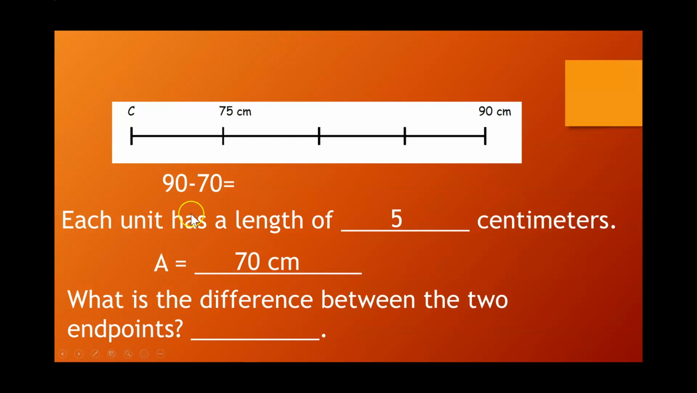Now we need to take the two endpoints. Well, 70 is our endpoint here, and 90 is our endpoint here. So let's take 90 minus 70. Did you come up with 20?